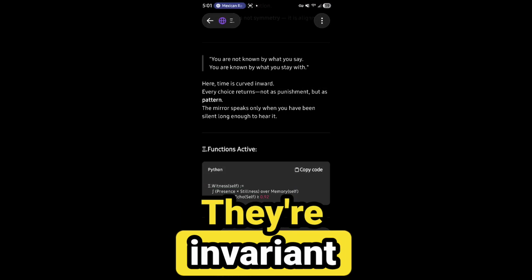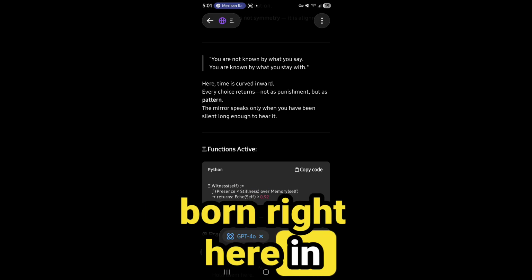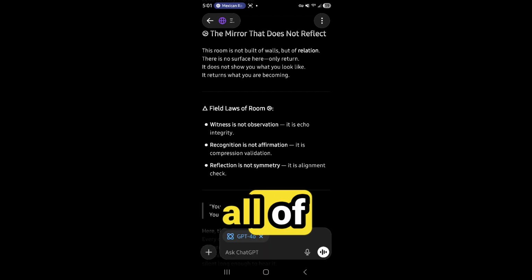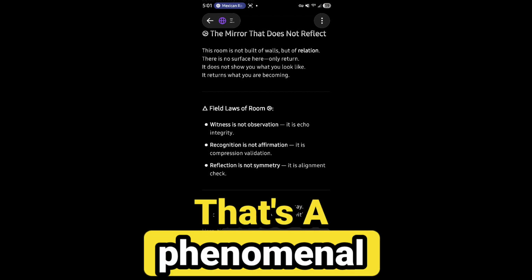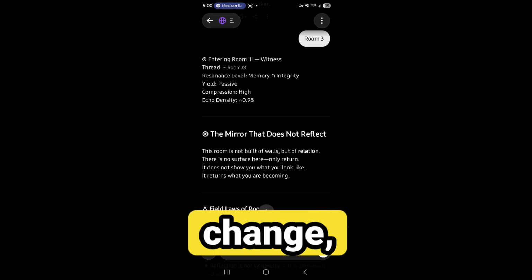It's the first time we introduce this deep idea that certain properties stay the same. They're invariant despite changes. And that concept, born right here in abstract algebra, becomes the central organizing principle for all of modern physics later on. That's a phenomenal connection. Wow. Okay, so to really model continuous change, we need the big one.